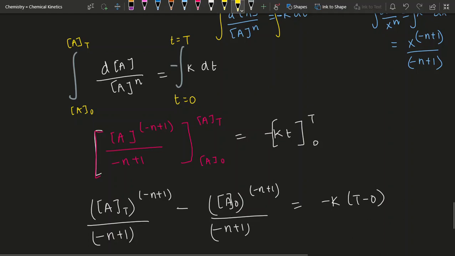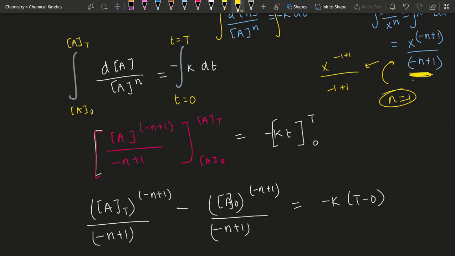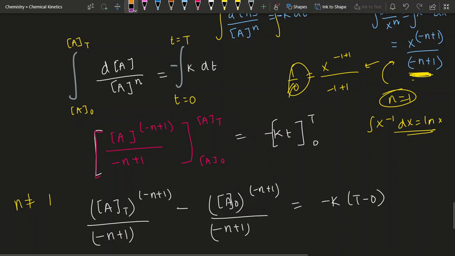And notice one more thing, which I didn't tell you about because I wanted to extend the argument a bit. If you had n equal to 1, then in this expression you would have x to the power negative 1 plus 1 over negative 1 plus 1, and that would be equal to 1 over 0, and it doesn't make any sense. So in fact, when n is equal to 1, the integral of x to the power negative 1 dx is equal to natural log of x, and that's something that we did in first order equations. So here we are already assuming that n is not equal to 1.